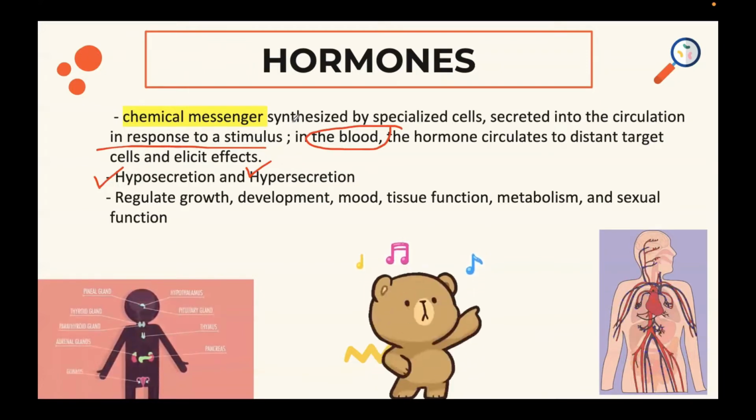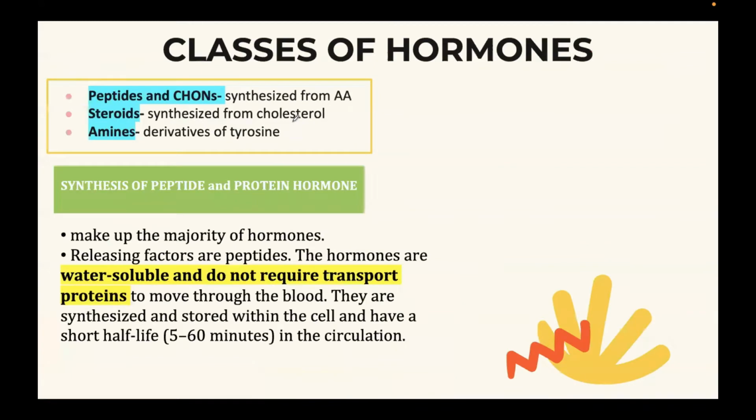Okay? Next. So we have different classes of your hormones. We have 3. Okay, we have the peptides and the proteins. They are synthesized from your amino acids.